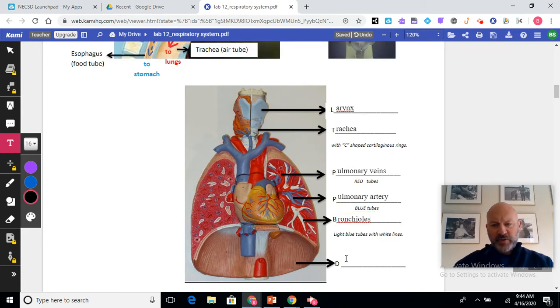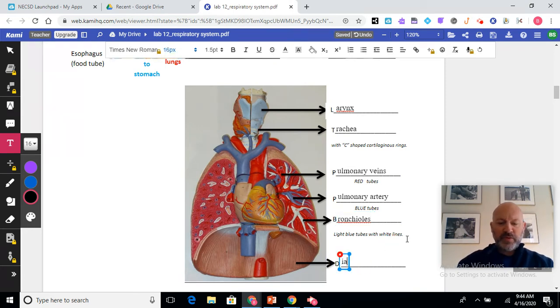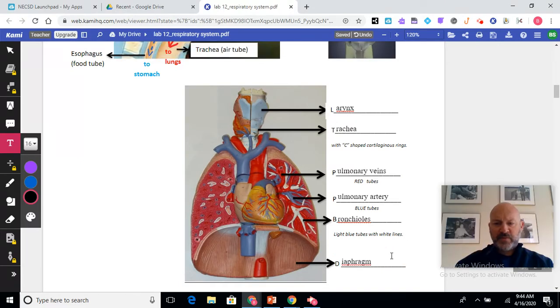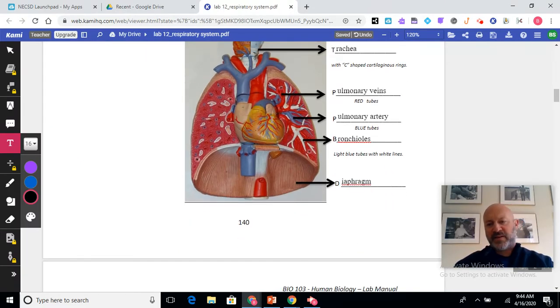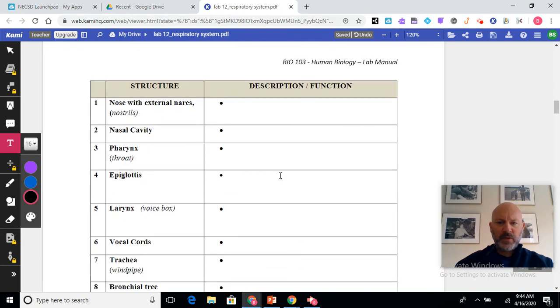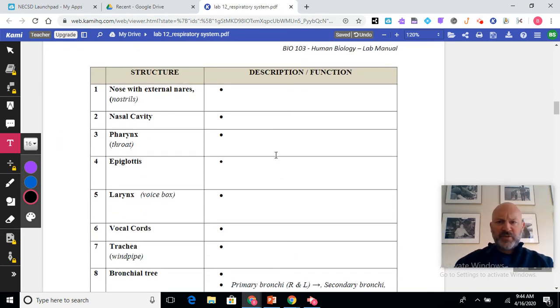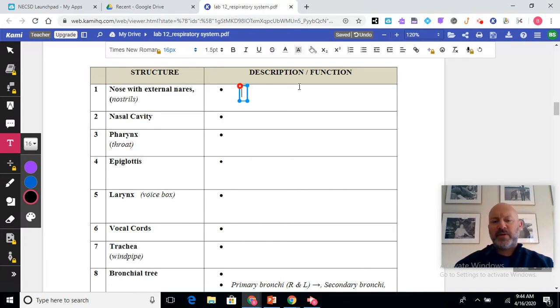And of course, we have this big sheet of muscle down here that controls the breathing. It also provides a wall of separation between the thoracic cavity, which is where the lungs and the heart are, from the abdominal cavity. So if we could fill out just some very brief descriptions or functions of each of these.